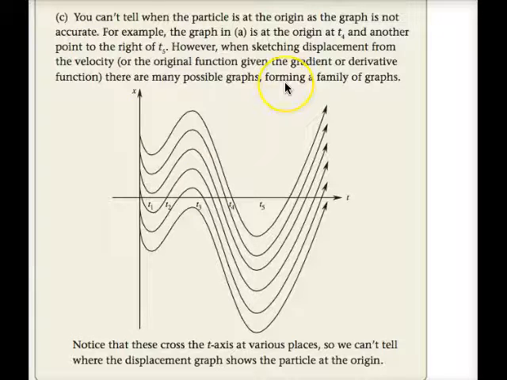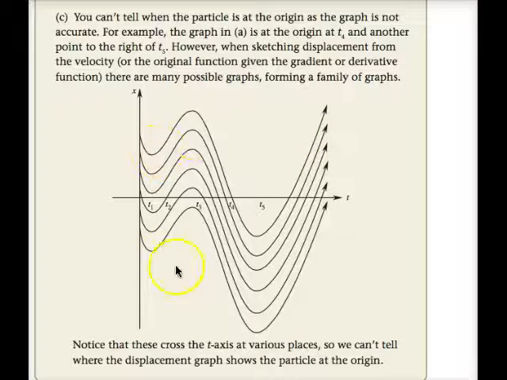Okay, I'm just going to the textbook explanation. It says you can't tell when the particle is at the origin as the graph is not accurate. For example, that graph that we drew in part A showing the displacement of the particle could be up there. It could be down here. So we don't know exactly where it is, because remember we get the displacement curve from the velocity curve, and if you integrate velocity to get displacement, there will be plus a constant.